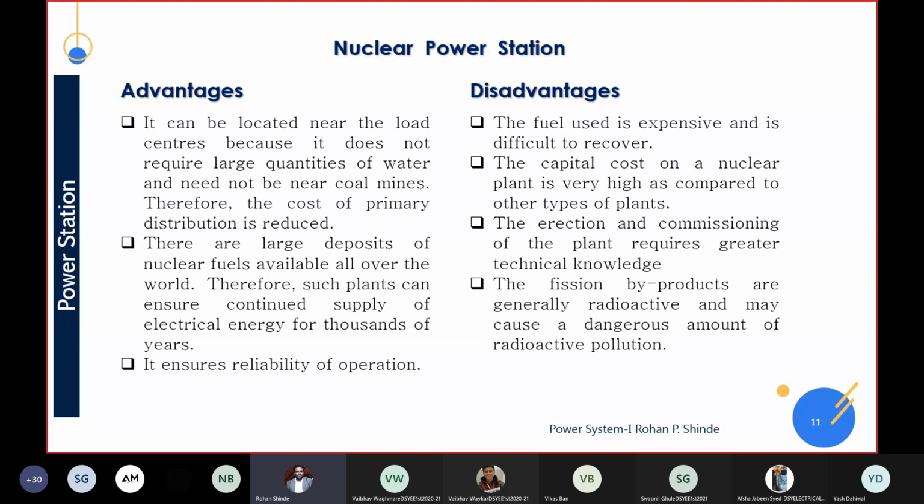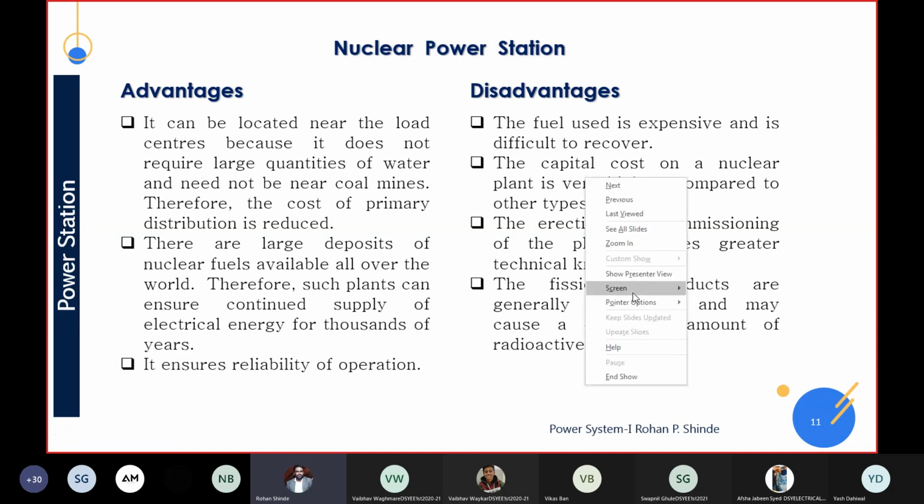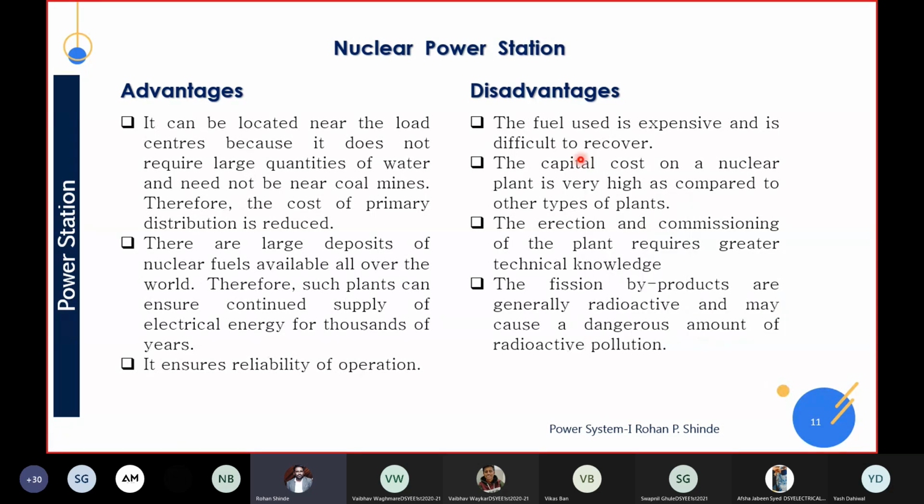Next, the capital cost of a nuclear power plant is very high as compared to other types of power plants. So see here, only the capital cost of this nuclear power plant is high, okay, because running cost is less. Why? Because this power plant uses expensive fuels, so the capital cost of this power plant is high as compared to other power plants.